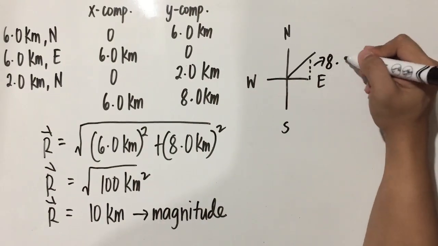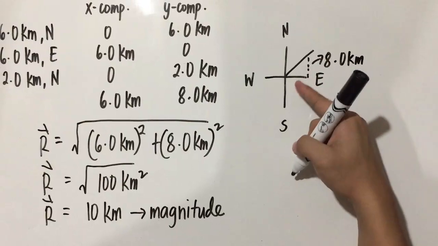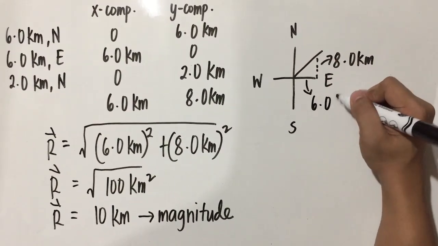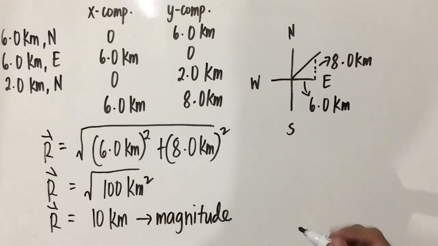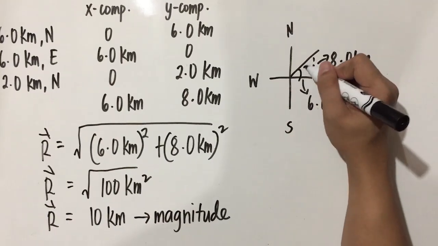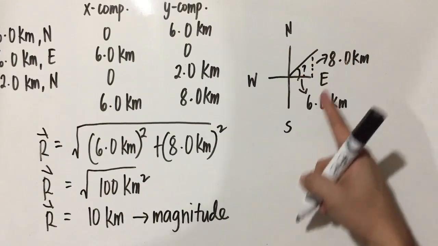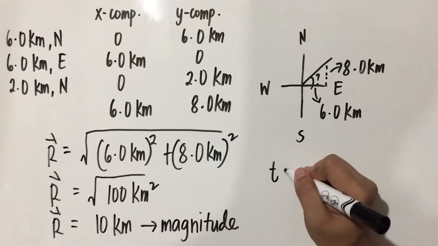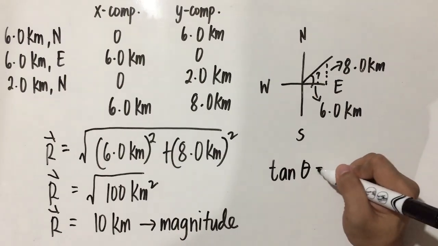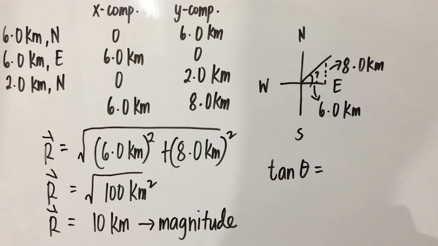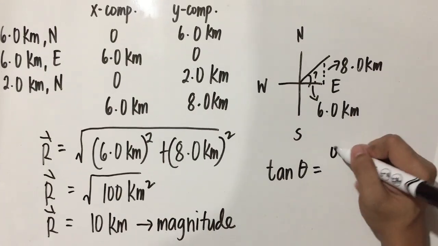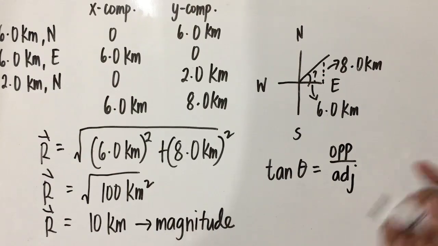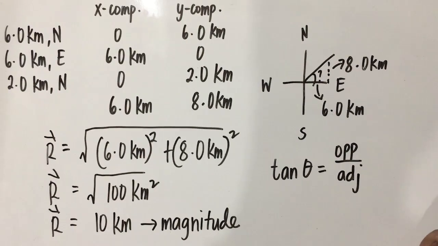So the y component is 8.0 kilometers. The x component, or your x-axis, is 6.0 kilometers. So we have to look for the angle for the direction. We use tan theta, because it is opposite over adjacent. So we have to get the value of theta.